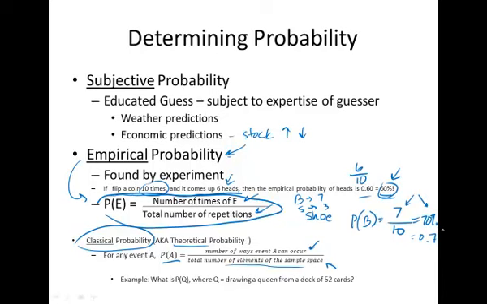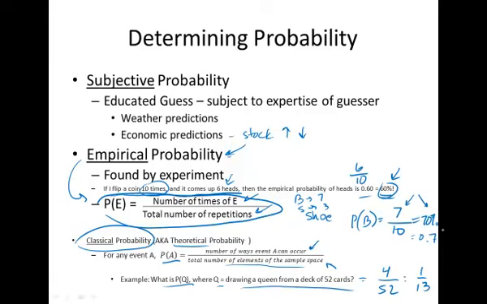Okay, so what is the probability of Q, where Q is drawing a queen from a deck of 52 cards? Well, if you know anything about cards, there are 4 suits, there are 13 types of cards, ace through king, and queen is one of those types, and each type of card occurs 4 times. Hearts, diamonds, clubs, and spades. So there are 4 queens in the deck, and there are 52 total cards, and so the probability would be 4 out of 52, which reduces to 1/13.